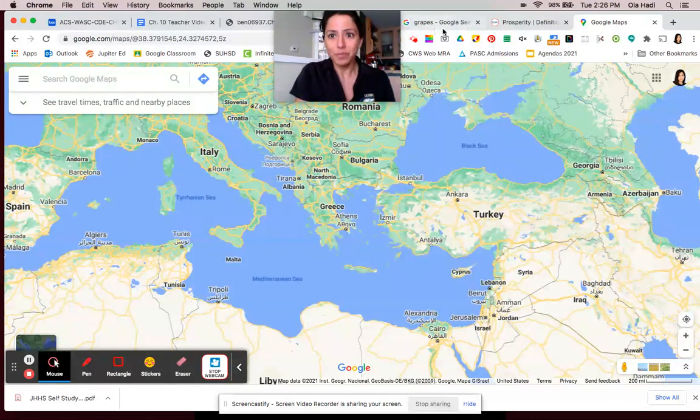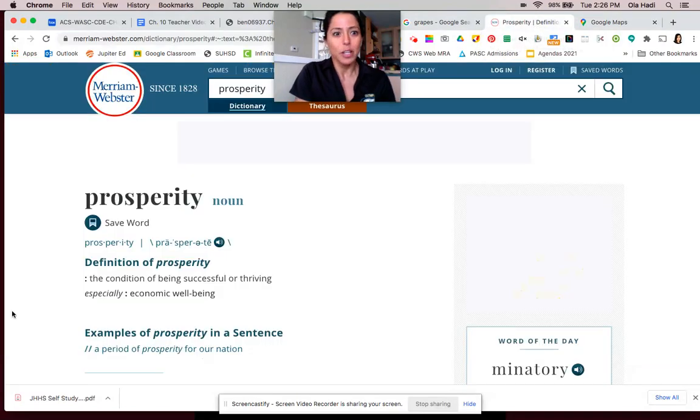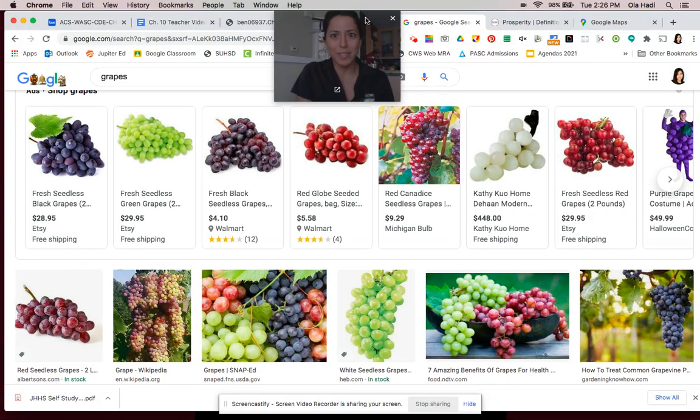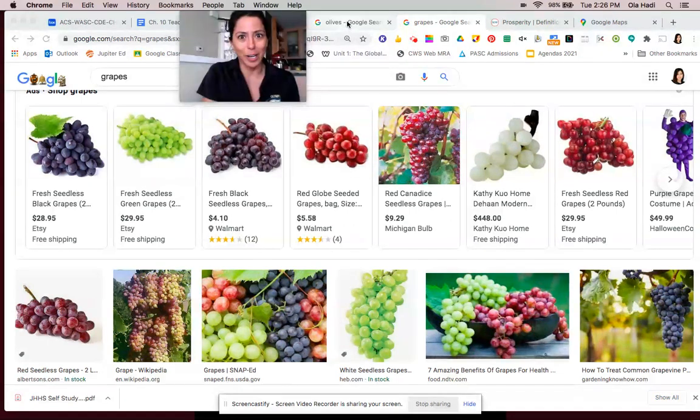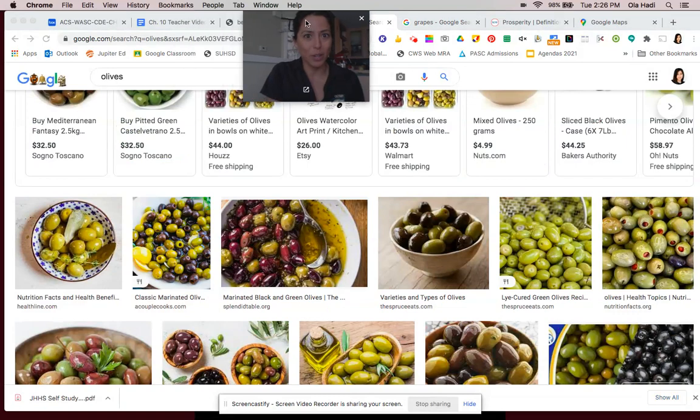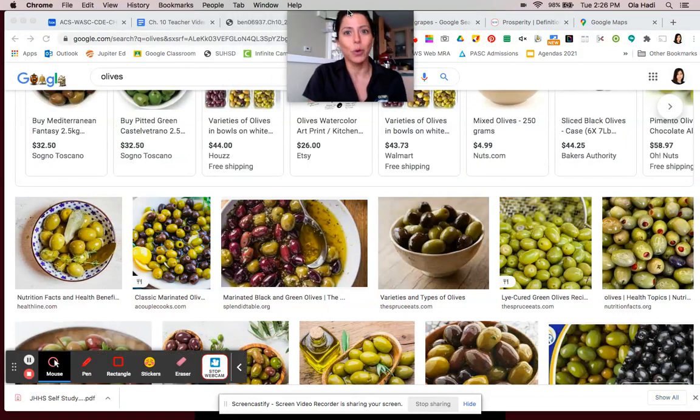The other thing that you should know before we start is what the word prosperity means. The word prosperity is just the condition of being economically successful, being wealthy, having money. And then, of course, you all know about grapes. My favorite, cotton candy grapes. And you also know about olives. And you know that you can make things from grapes and olives, for example, wine from grapes and olive oil from olives, which are the two major commodities I want you to associate with Greeks.